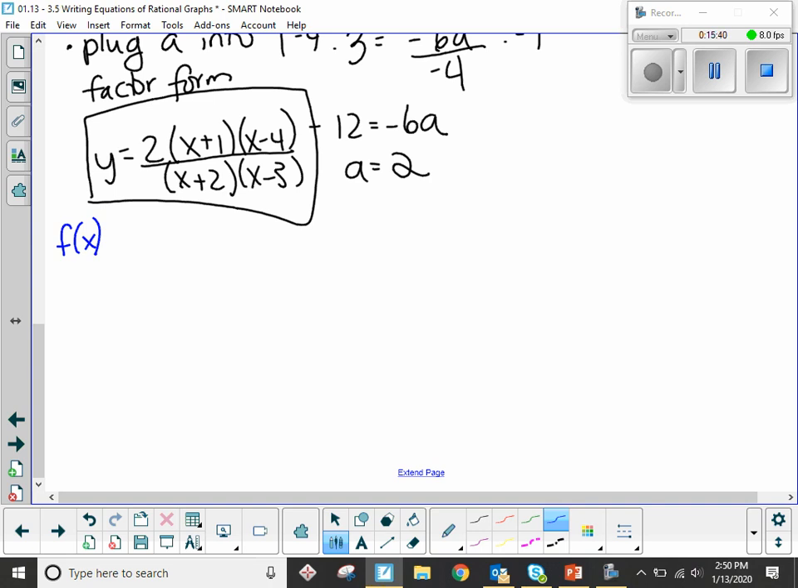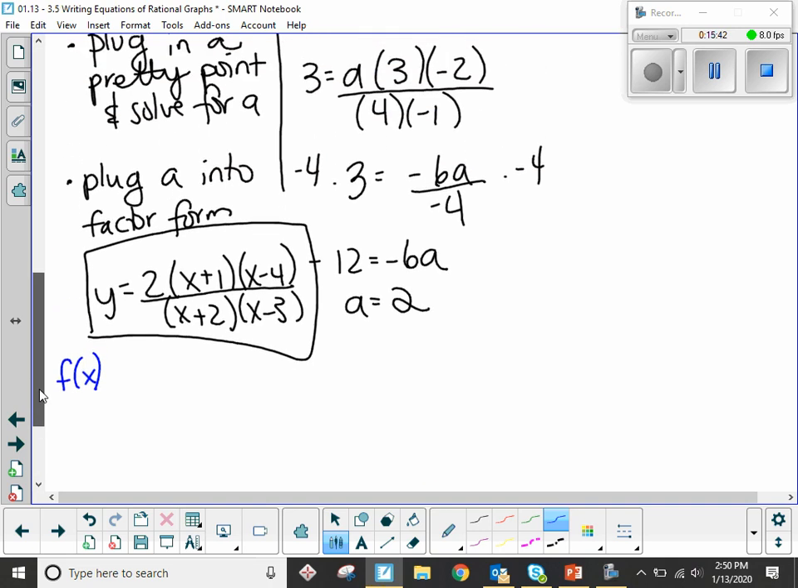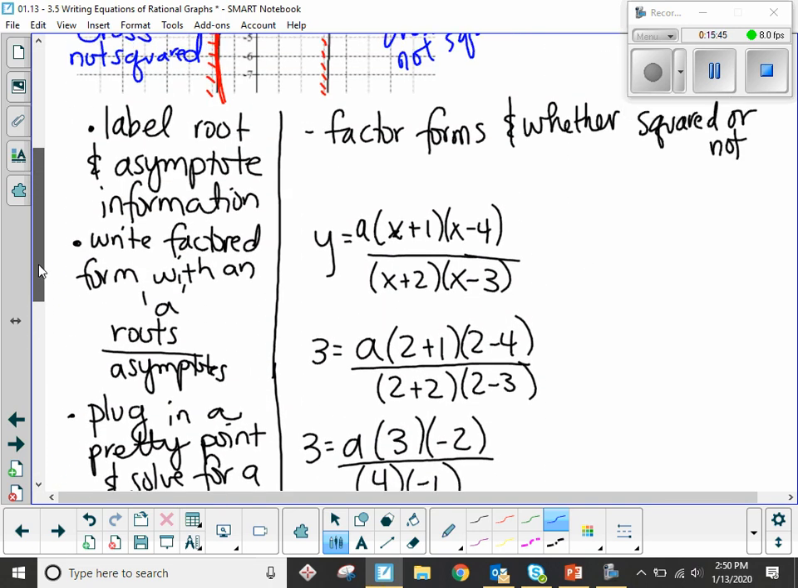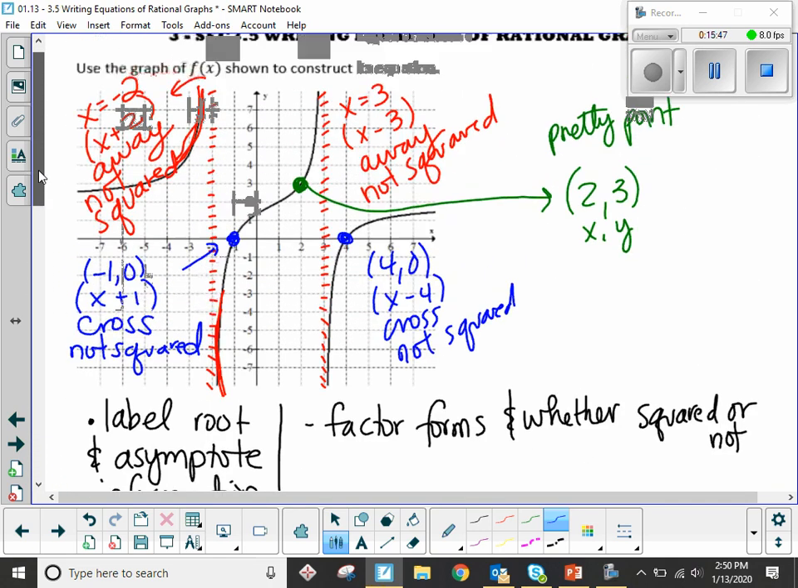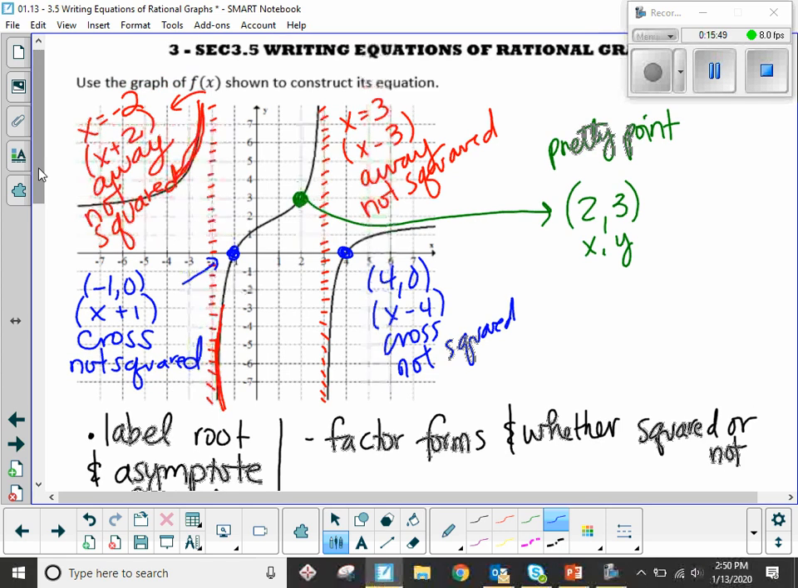What is your A value? 2. Where in this graph do you see the value of 2 playing an important part? Something that's from our work. Cassie, what is it? What were you just doing? The horizontal asymptote. Look right here. This is not a coincidence. See that horizontal asymptote at y equals 2?